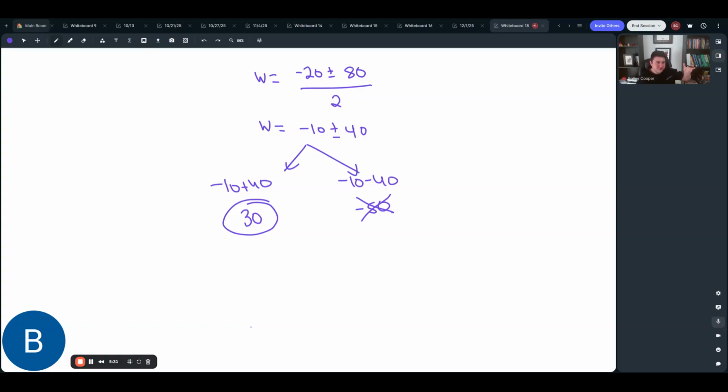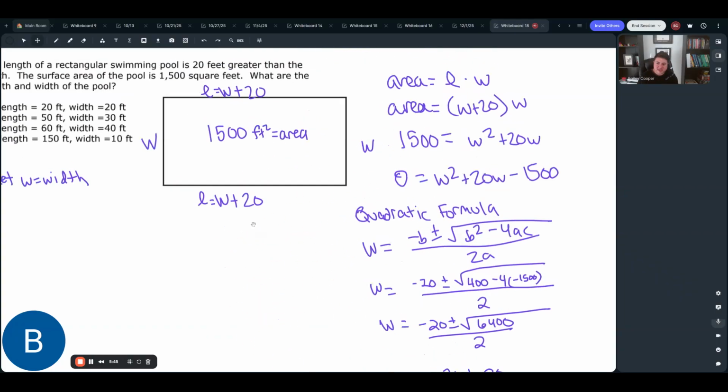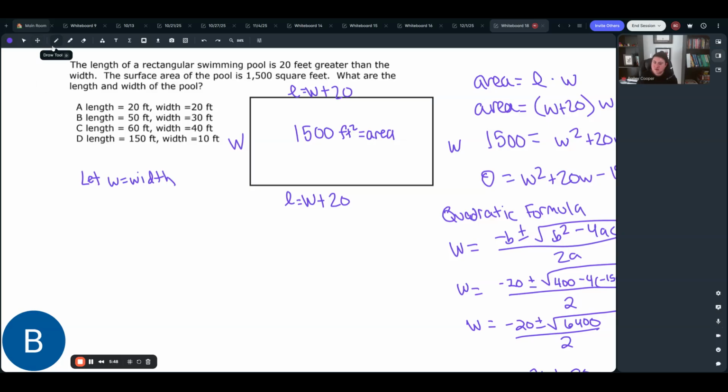Usually when you work this out in the quadratic formula, you're going to have one reasonable answer and one not reasonable answer. If you have two reasonable answers, you just put them both as answers. But for now, it looks like our width is 30. And then to find our length, you would just put that back in here. They told us that the length is 20 feet greater than the width. So our length would be 30 plus 20, which would be 50.